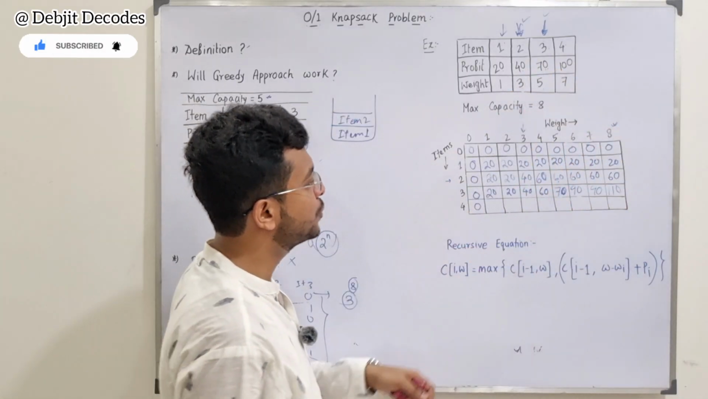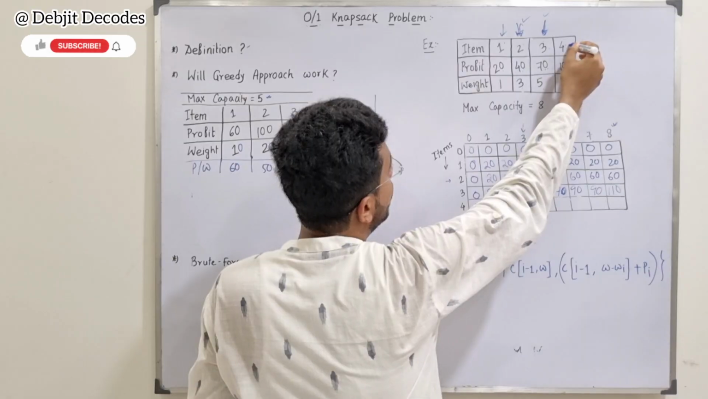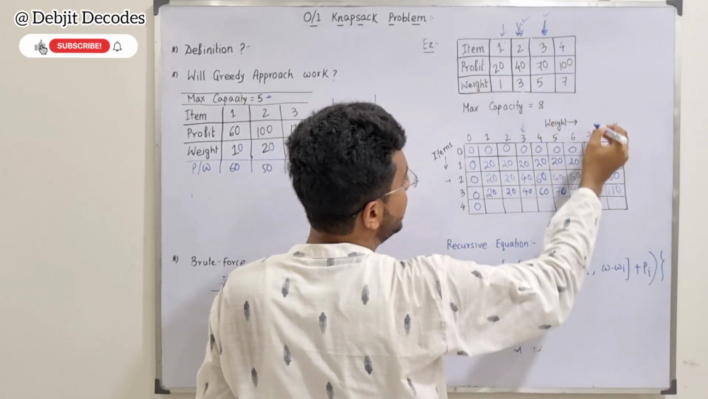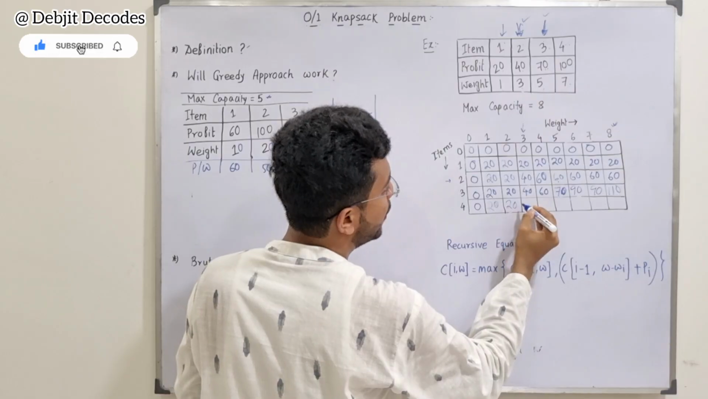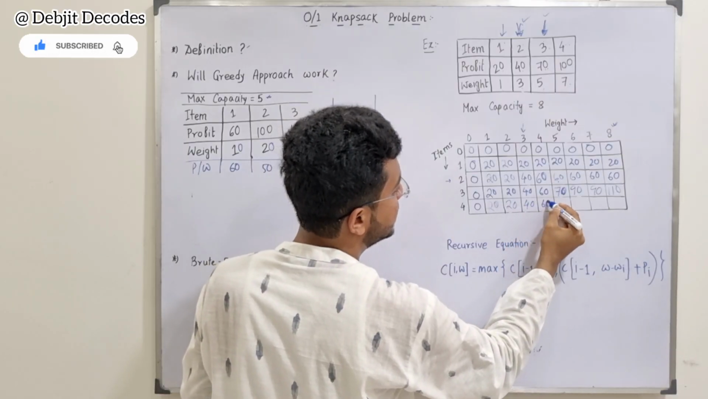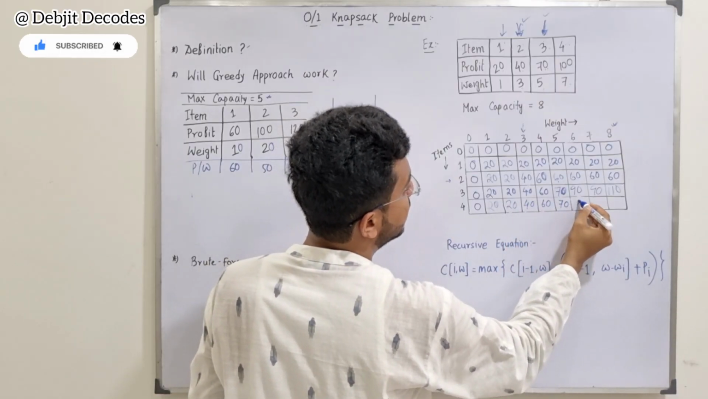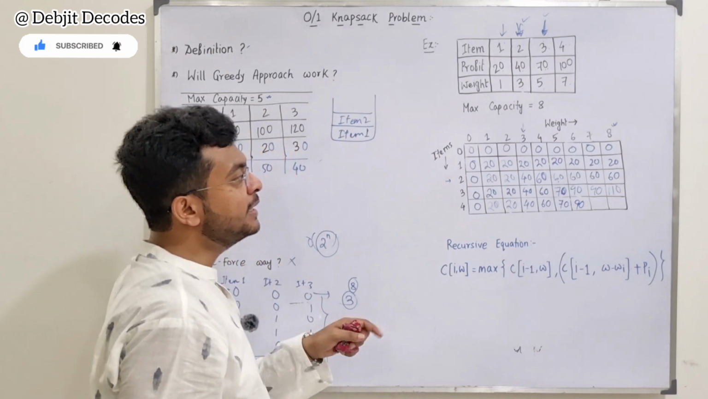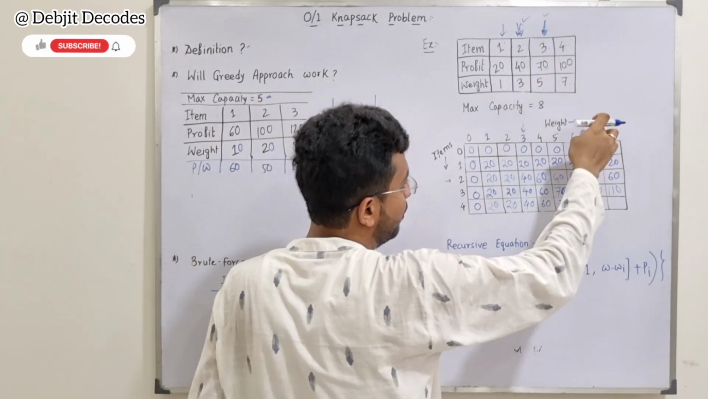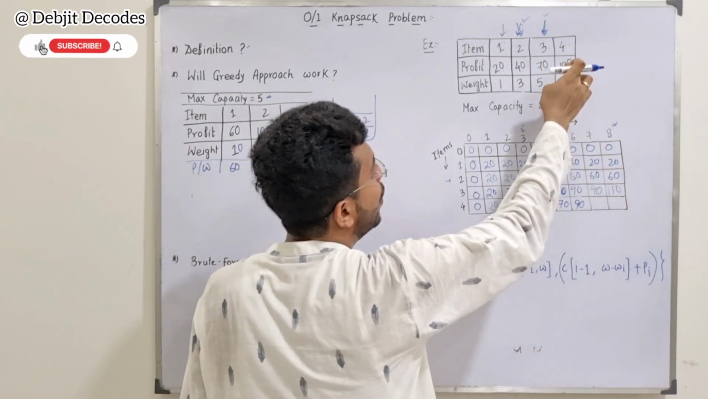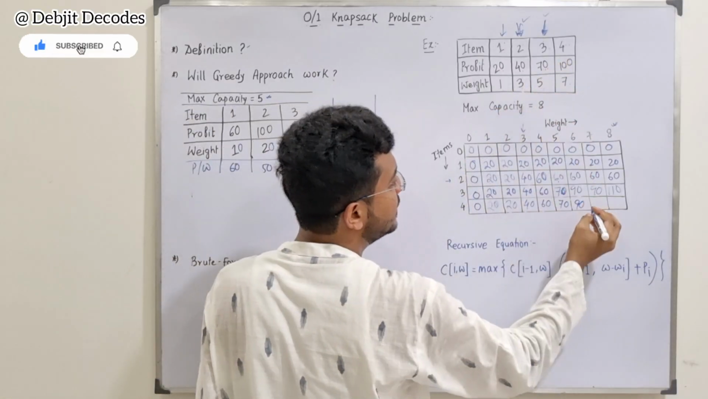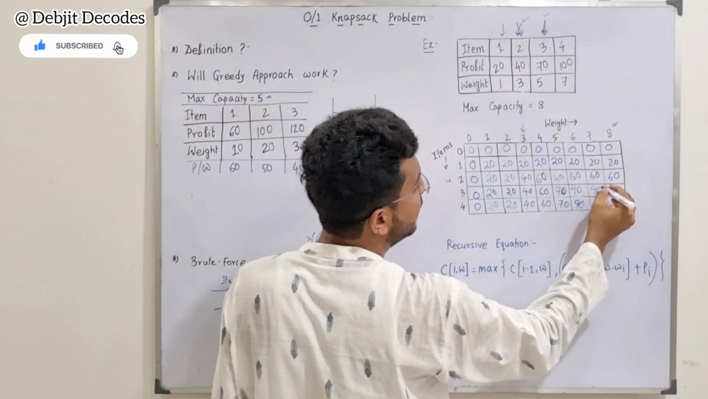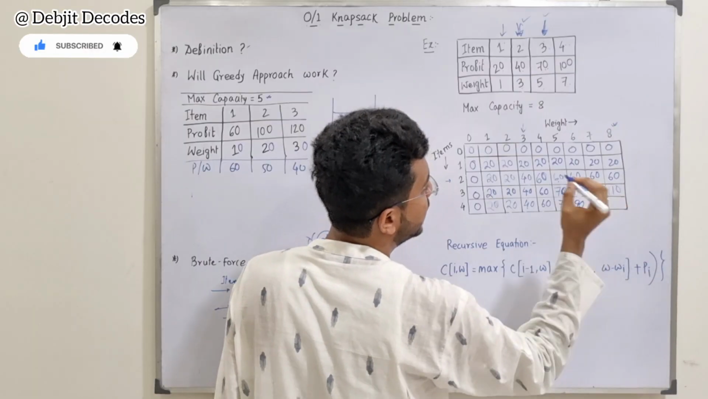Now if you fill the last row, for the 4th item the weight is 7. So up to 7, whatever the value is there, just simply copy. I hope you have understood the pattern: 20, 20, 40, 60, 70, 90. Now when the max capacity becomes 7, you can fit this item 4. If we fit item 4, what is the profit we are getting? 100, and 100 is greater than 90. So we are putting 100.